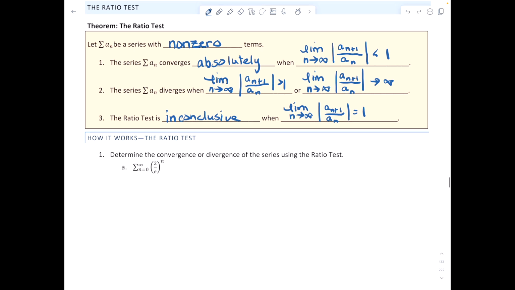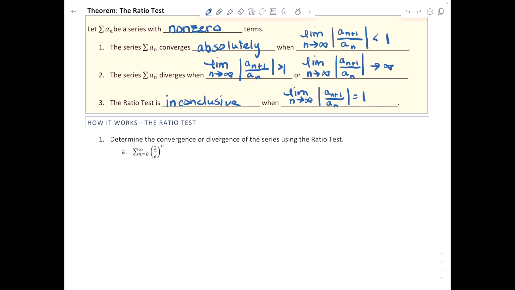Okay, so let's check out how it works with the ratio test. Determine the convergence or divergence of the series using the ratio test. So here, is this the easiest test to use? Honestly, no. I would use the geometric series, but it's a nice way to practice the ratio test. And besides, we can figure out if it's got absolute convergence as opposed to just convergence on the ratio test. So let's check it out. We'll still write our steps down.